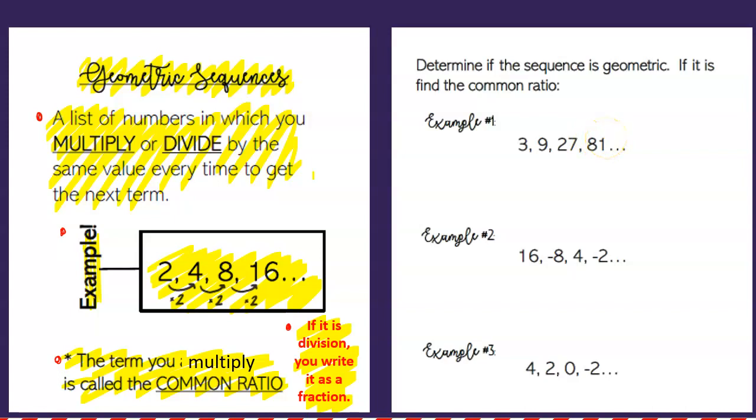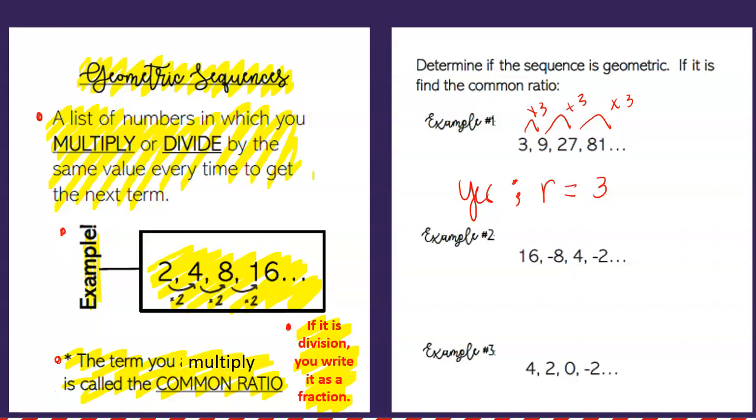So let's think in terms of multiplication and division. Normally, not always, but normally, multiplication is going to make you larger, whereas division will make you smaller. So to go from 3 to 9, I'm probably multiplying. So what am I multiplying by? 3 times 3 is 9, times 3 is 27, times 3 is 81. So this is a geometric sequence because I'm multiplying by the same term, 3. And I call this my common ratio. R equals 3. R equals 3 tells me I'm multiplying by 3.